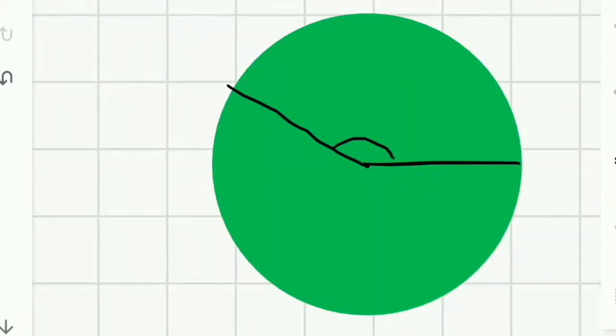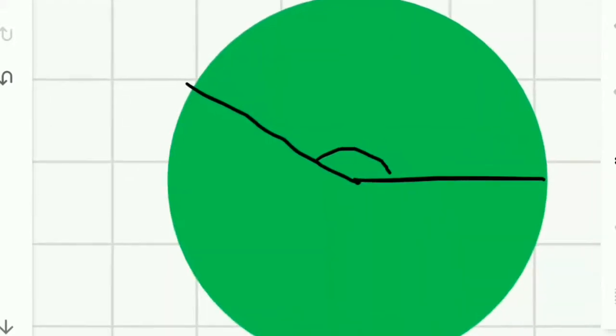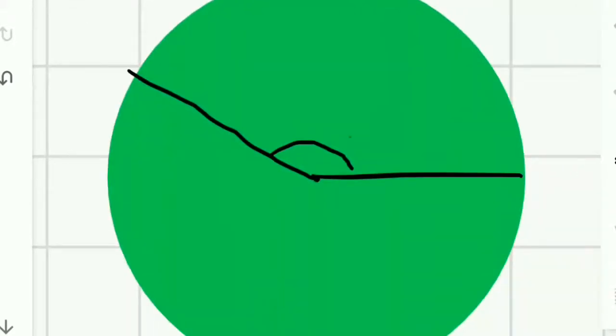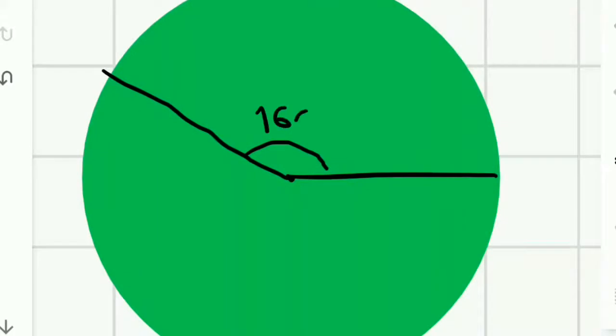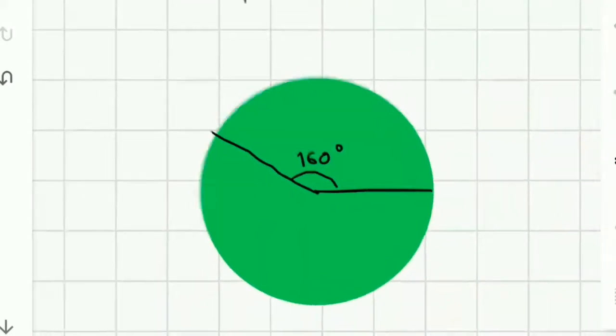You are using a protractor and geometry box, so yours should be perfect. I am doing this without using all of those things. So this is 160 degrees.